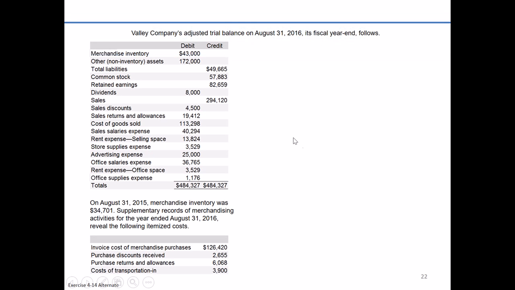In the alternate version of problem 4.3, we're initially introduced with an adjusted trial balance for Valley Company and asked to produce an income statement. To this point, we've been familiar with what's called a single-step income statement. Take all our revenues, like our sales here and our contra revenue accounts, subtotal them, and from that subtract out all of our expenses in one lump sum total, or single step, in order to arrive at net income.